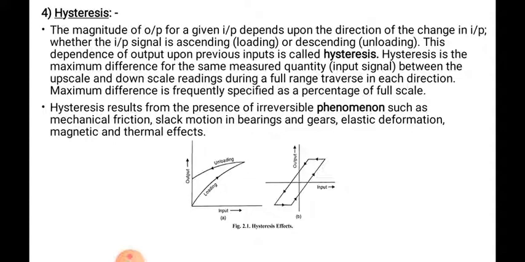This dependence of output upon previous input is called hysteresis. The dependence of what? Dependence of output upon previous input is called hysteresis. It is one of the definitions. Second, the hysteresis is the maximum difference for the same measured quantity.